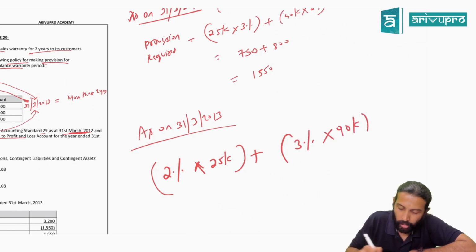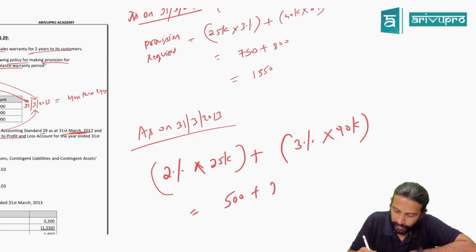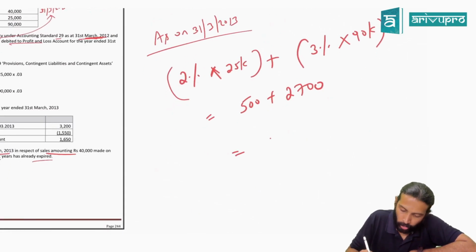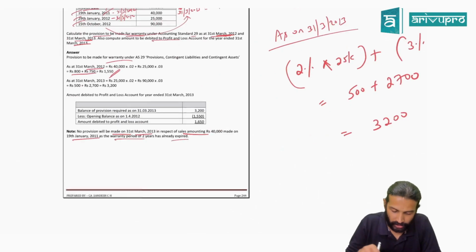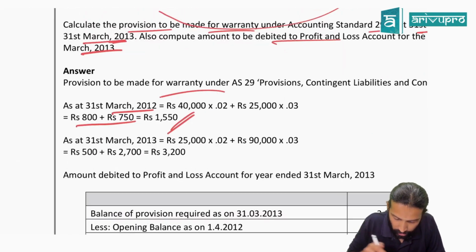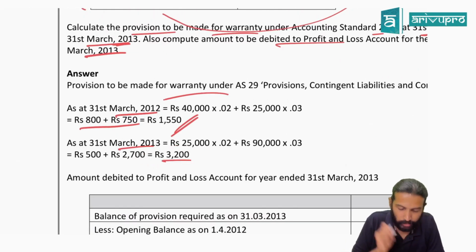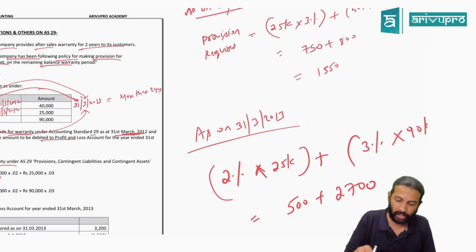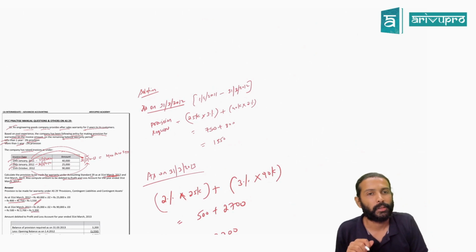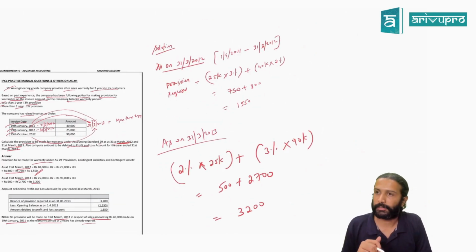How much is the value you're going to get here, sir? This is 250, so 500. So this will be 2,700. Okay. So that means the total provision required is how much? 3,200. Have they got the same answer? Provision as on 31st March 2013 is 3,200. This is your first requirement. They asked you the provision required as on these two dates, which we have got. That's all, or did they ask one more, sir?